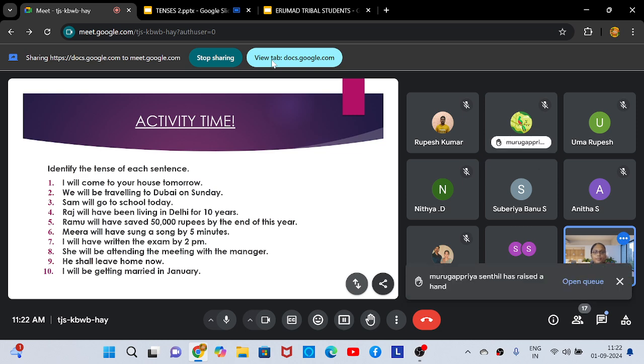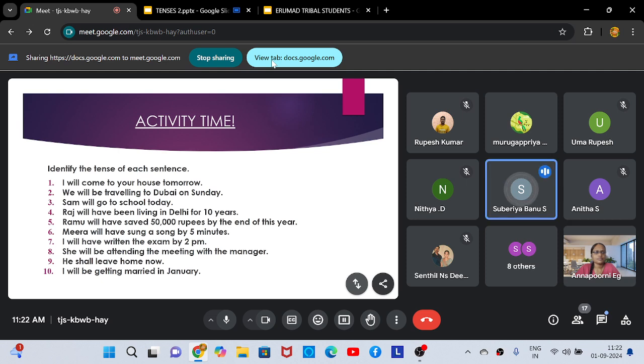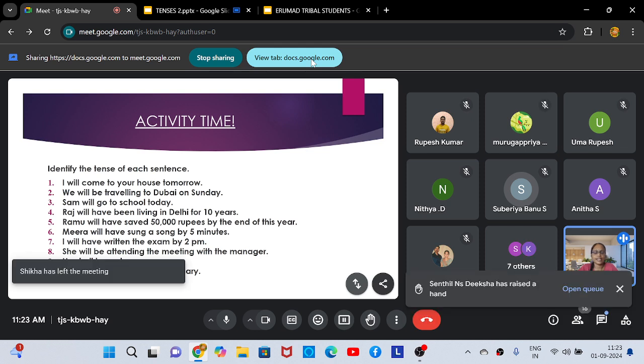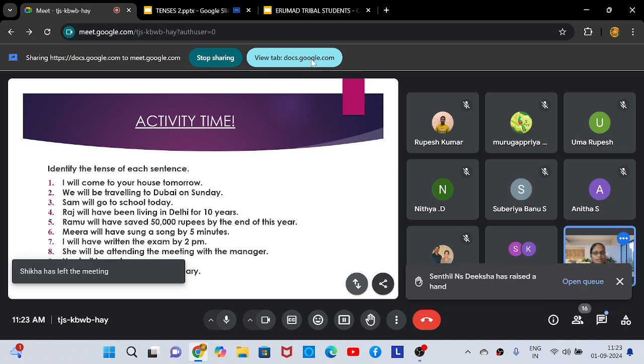Yes, Murugapriya. Simple future tense. Very good. Next. Raj will have been living in Delhi for 10 years.